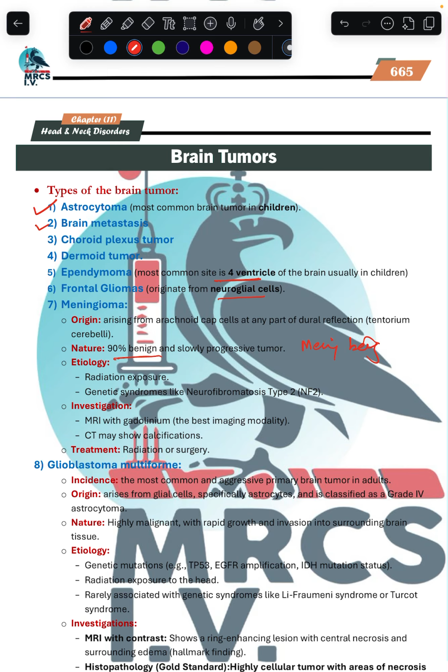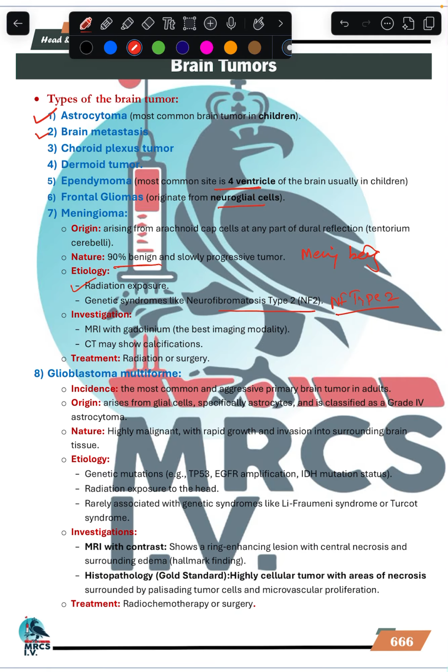It is commonly seen because of radiation exposure, or genetic syndromes like neurofibromatosis type 2, NF type 2. MRI with gadolinium is the best imaging modality. CT scan shows calcifications. Radiation is the treatment, or surgery can be required.